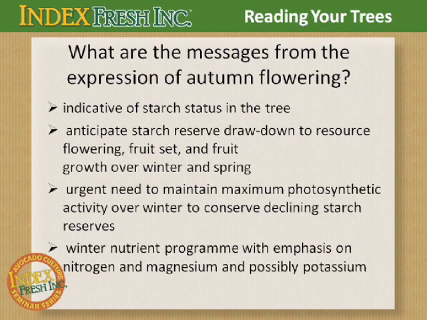So, what are the messages from the expression of autumn flowering? Well, it's indicative of a good starch status in the tree. It anticipates some starch reserve drawdown to resource the autumn flowering, the fruit set, and the fruit growth over winter and spring. So remember, you're going to lose some of that starch. There's an urgent need to maximize photosynthetic activity over winter to conserve any decline in starch reserves.